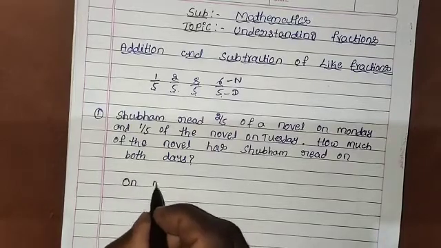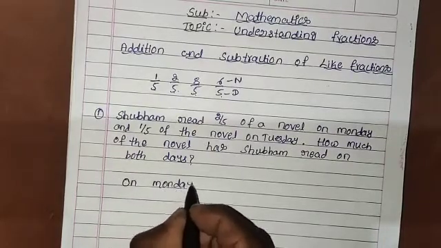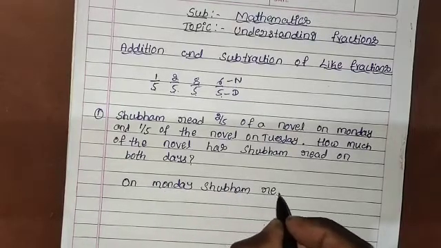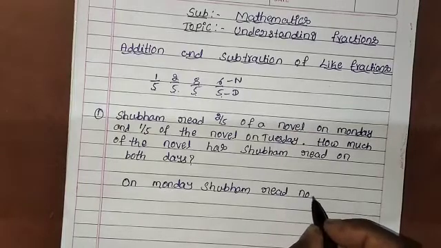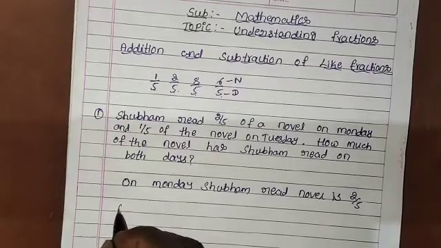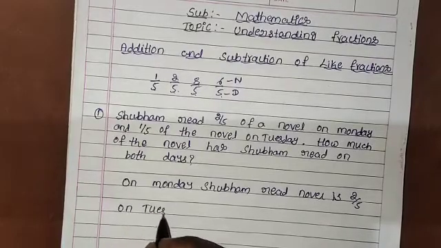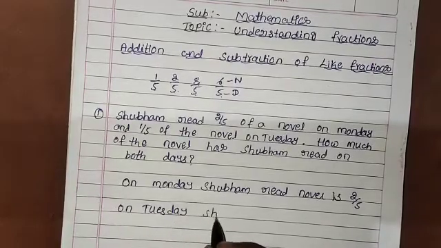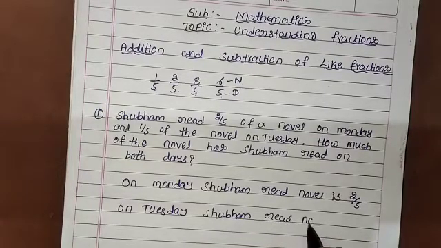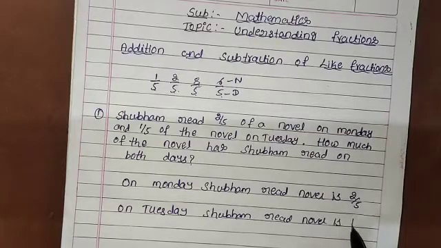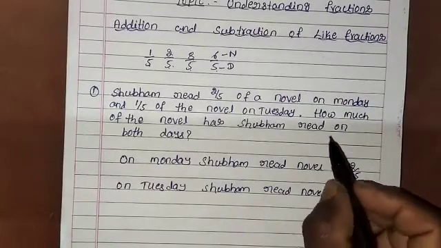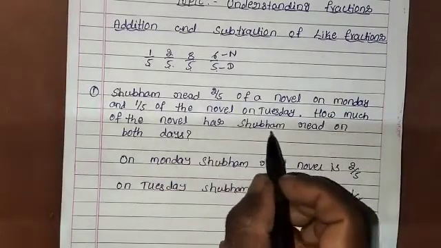On Monday, the part of the novel Shubham read is 2 by 5. On Tuesday, the part of the novel Shubham read is 1 by 5. Now we have to find out the total, how much of the novel Shubham has read.